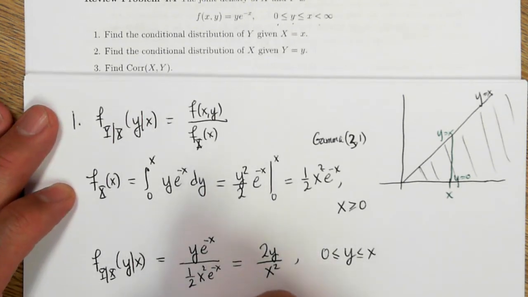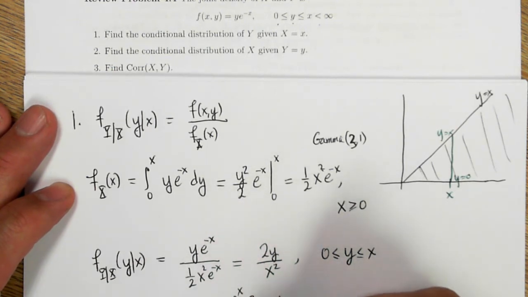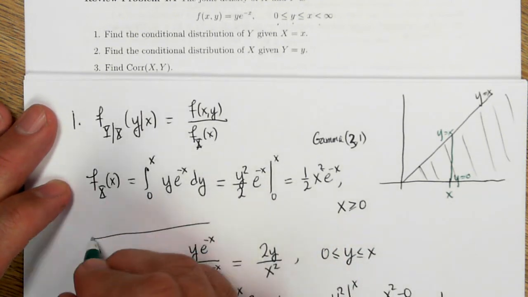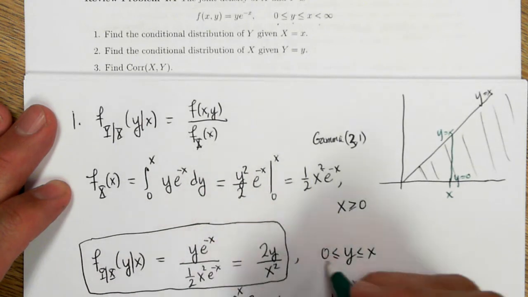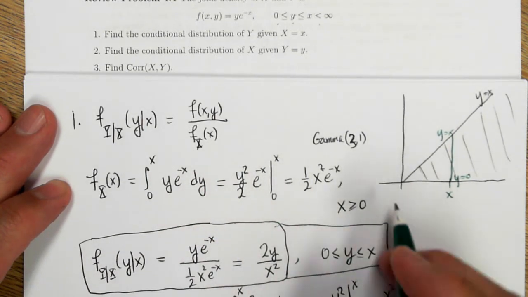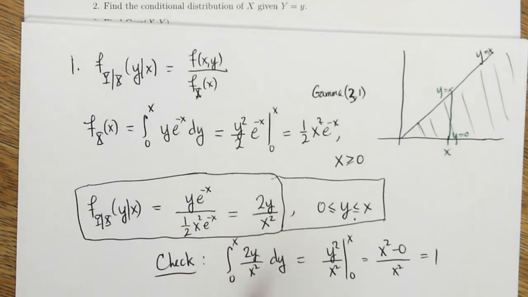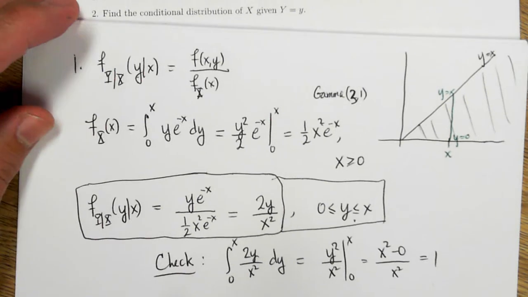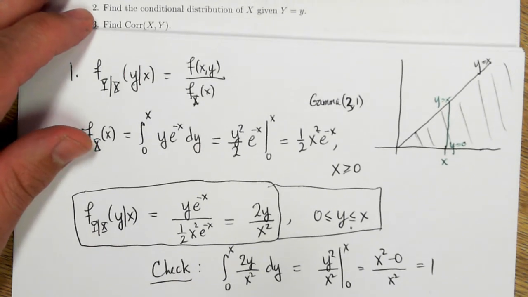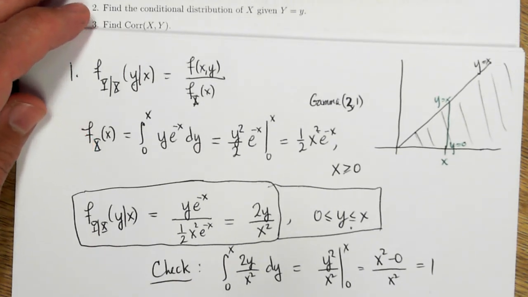And just a quick check to make sure this actually is a PDF. If I integrate 2y over x squared dy over its range, that works out to be y squared over x squared, evaluated from 0 to x. So x squared minus 0 over x squared, which works out to be 1. So there is the answer for part 1, 2y over x squared, defined for y between 0 and x. Okay, so that's the conditional distribution of y given that capital X is equal to x.